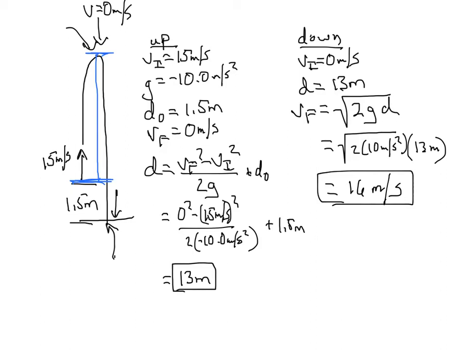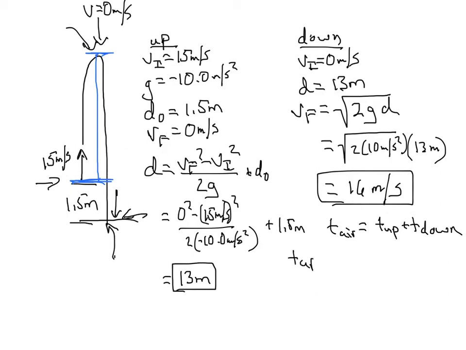The third question is, how long does it take the ball to hit the ground after it leaves the person's hand? So there we're looking for the time for the ball to be in the air. Now, because we start at one height and we end at a different height, that means the time going up and the time going down are going to be different. So we need to solve for each one, T up and T down.